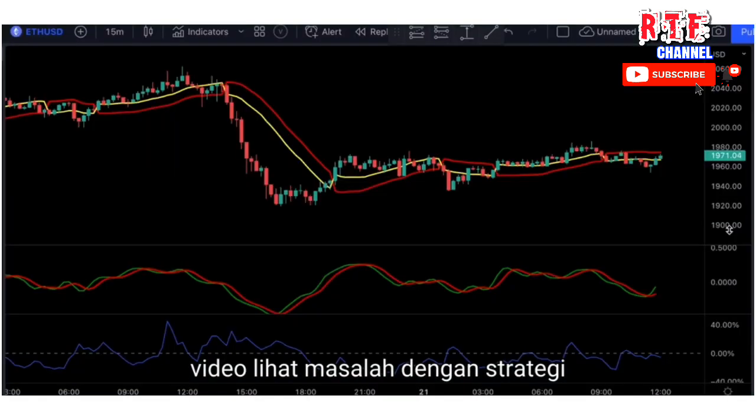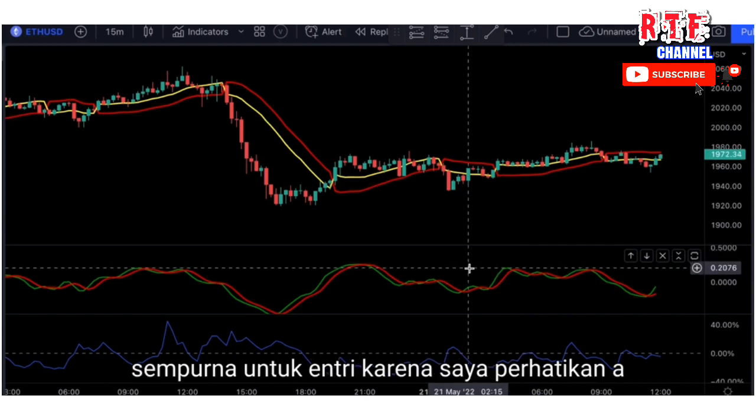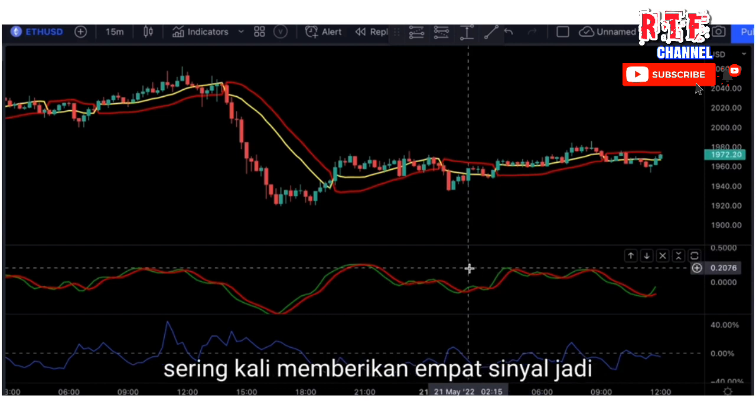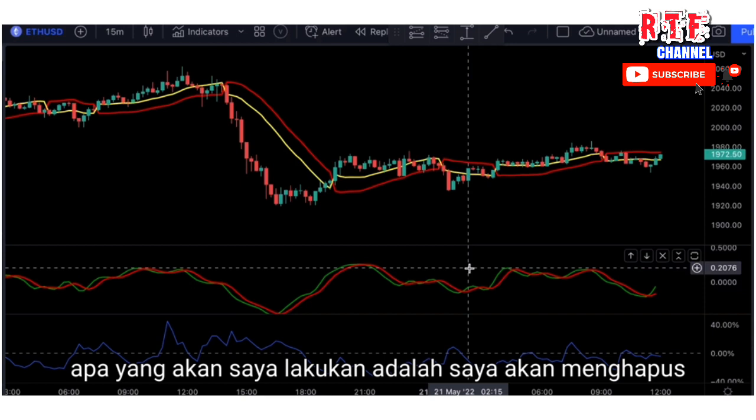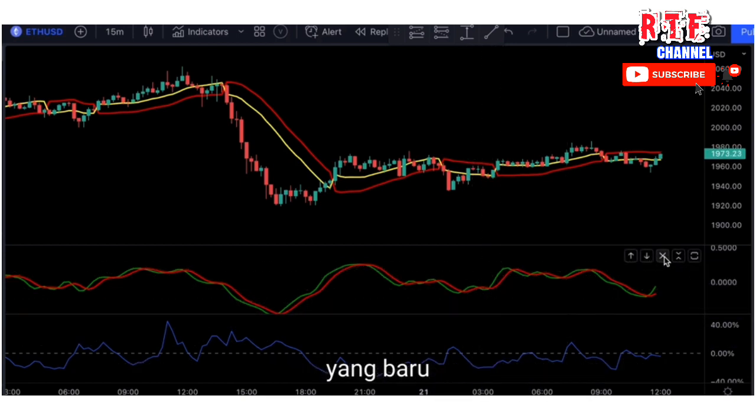See, the problem with the strategy is that this RVI indicator is not perfect for entries, because I noticed a lot of times it gives false signals. So what I'm going to do is remove these two indicators and add new ones.